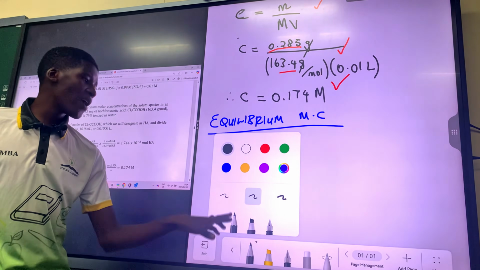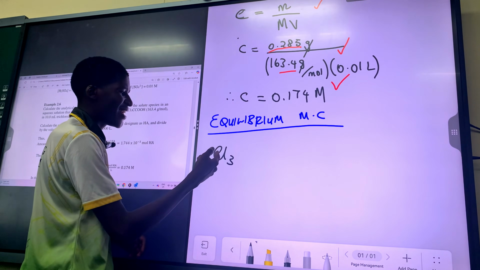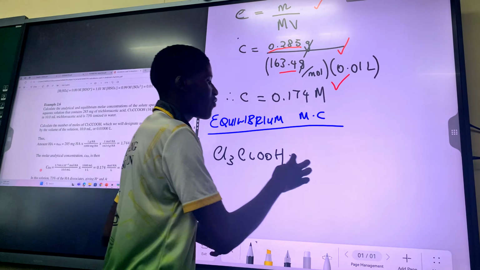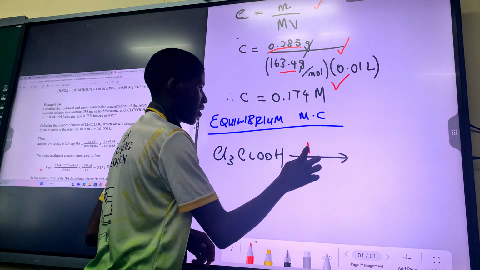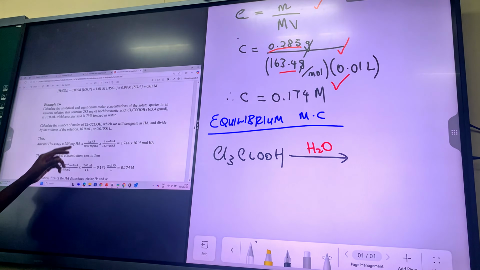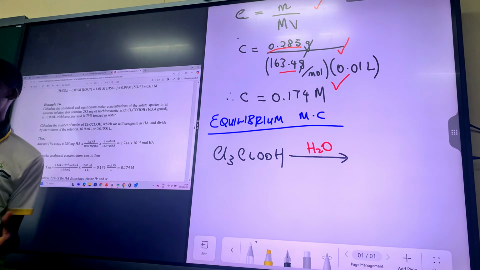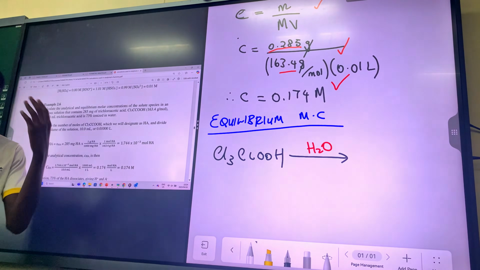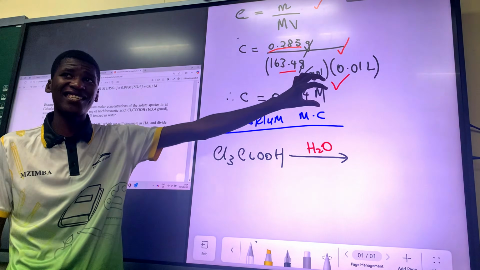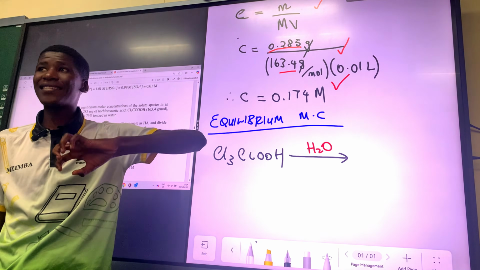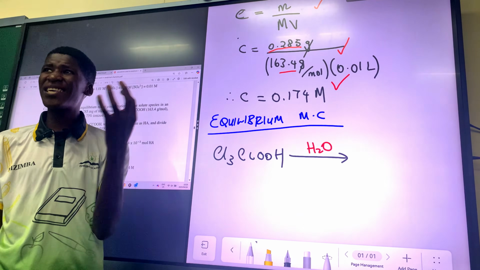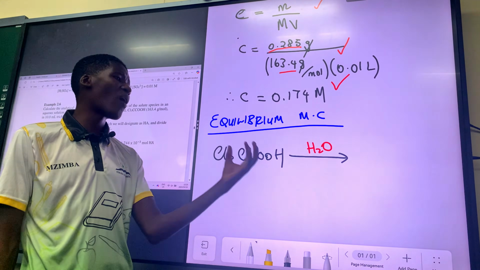So now here we know that we have trichloroacetic acid, Cl3CCOOH, and then we are dissolving it in water. Now, what do you know about this statement? It is 73% ionized in water, which would say not all of it is ionized. Only 73% is ionized. This tells us, in other words, that trichloroacetic acid is a weak acid, because only 73% of it is ionized in water.